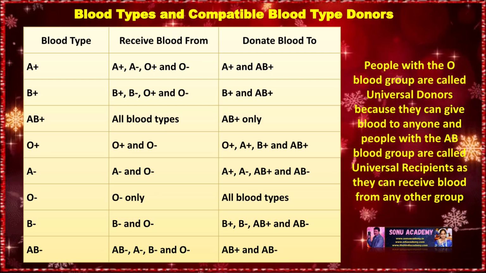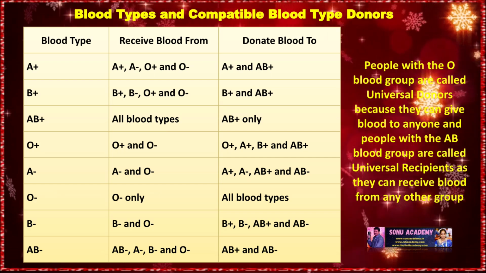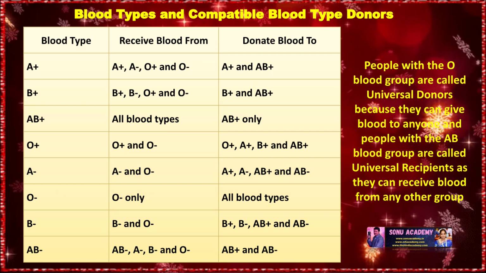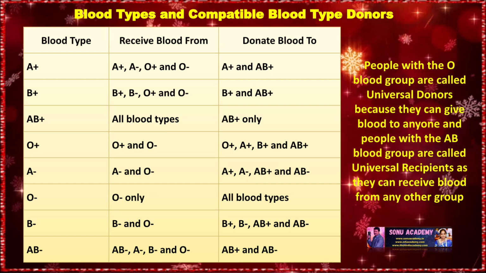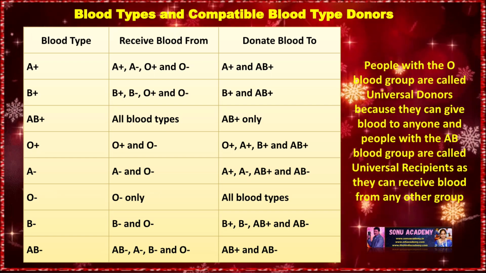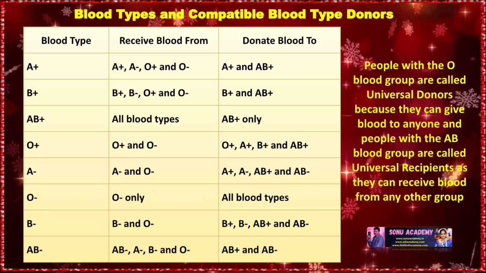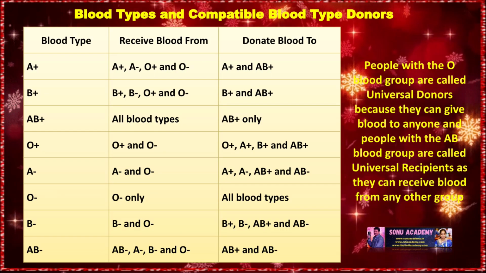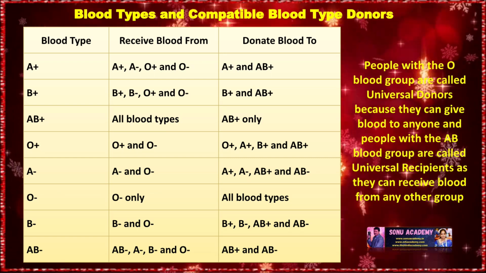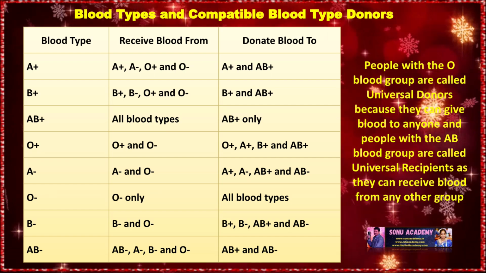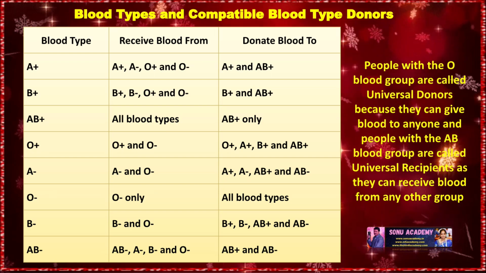Children, now let us look at this chart of blood type, receiving blood and donating blood. Children, the individuals who have A positive blood group can receive blood from A positive, A negative, O positive and O negative, and they can donate their blood to A positive and AB positive people only. And the blood group B positive people can receive blood from B positive, B negative, O positive and O negative, and they can donate their blood to only B positive and AB positive people.